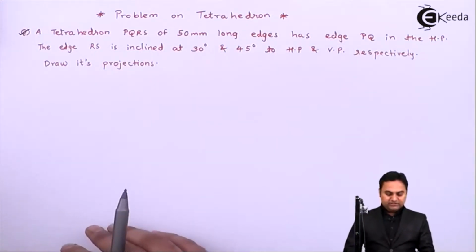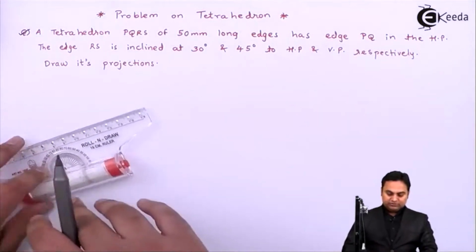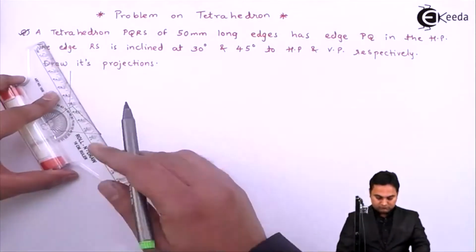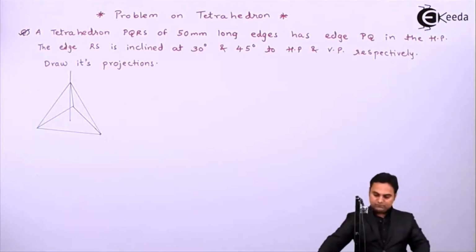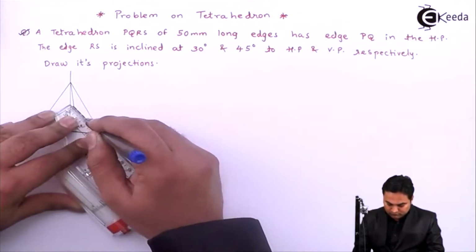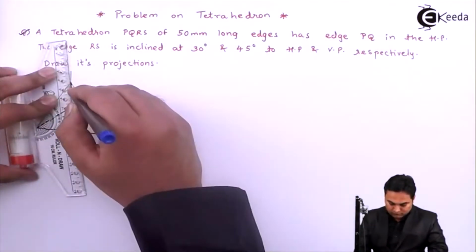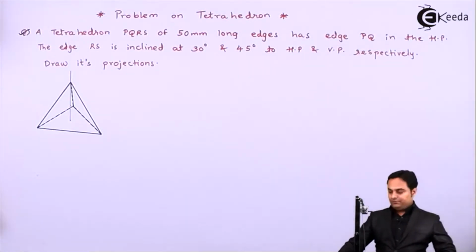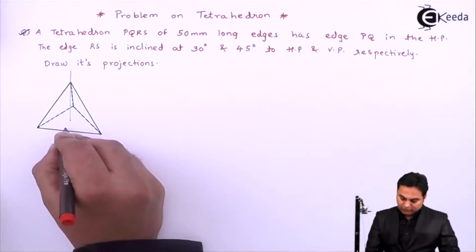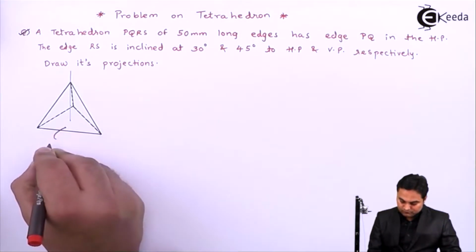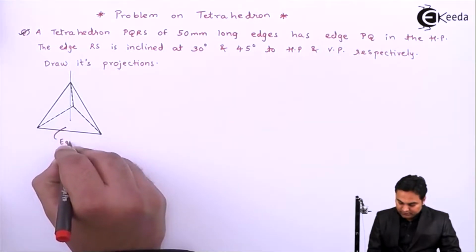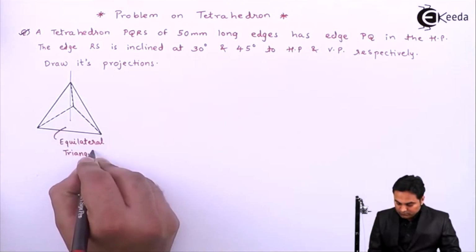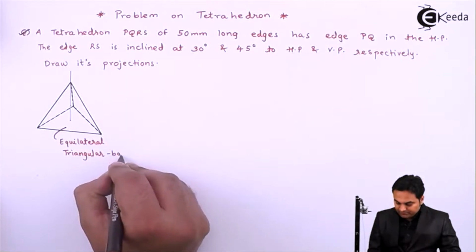First, by reading, we understood that the type of solid is a tetrahedron. So I'll draw the diagram for that. So here is the diagram of a tetrahedron. It consists of an equilateral triangular base.